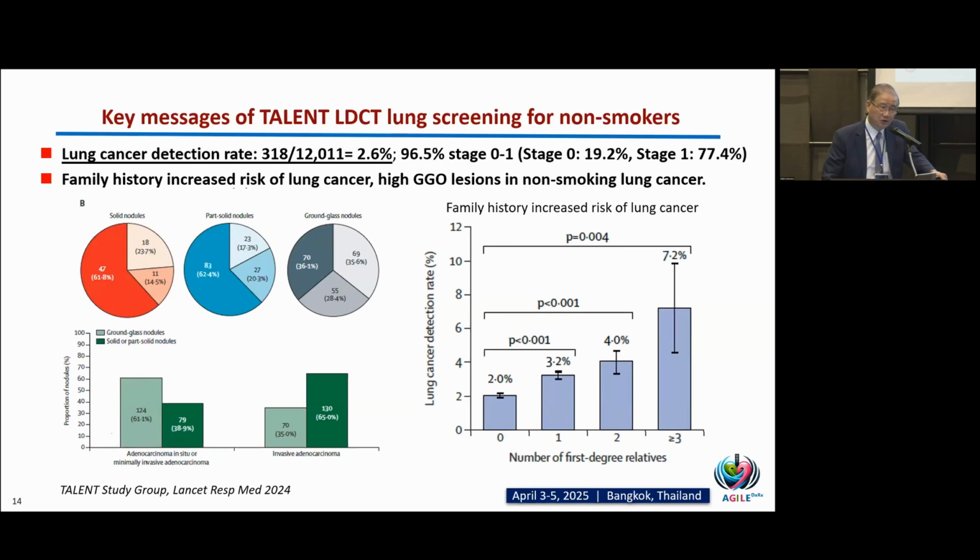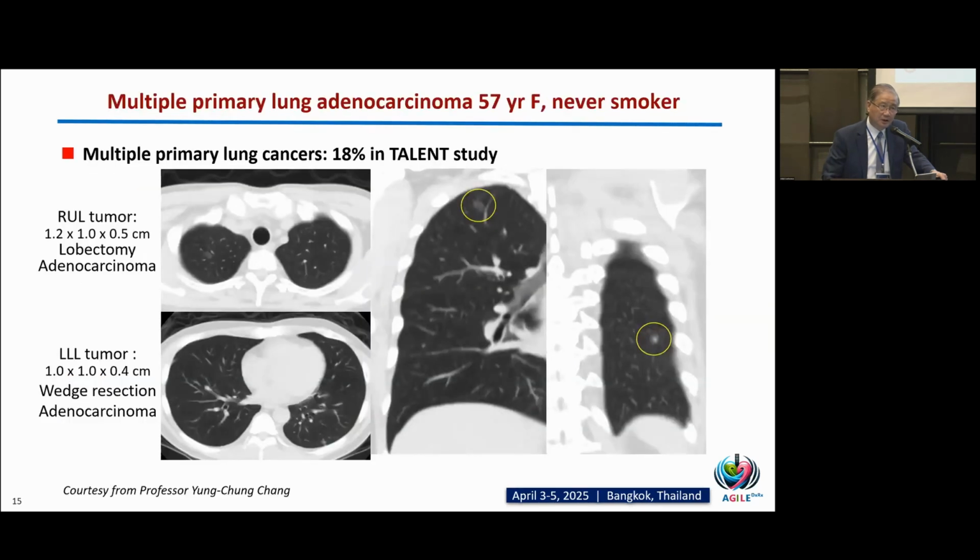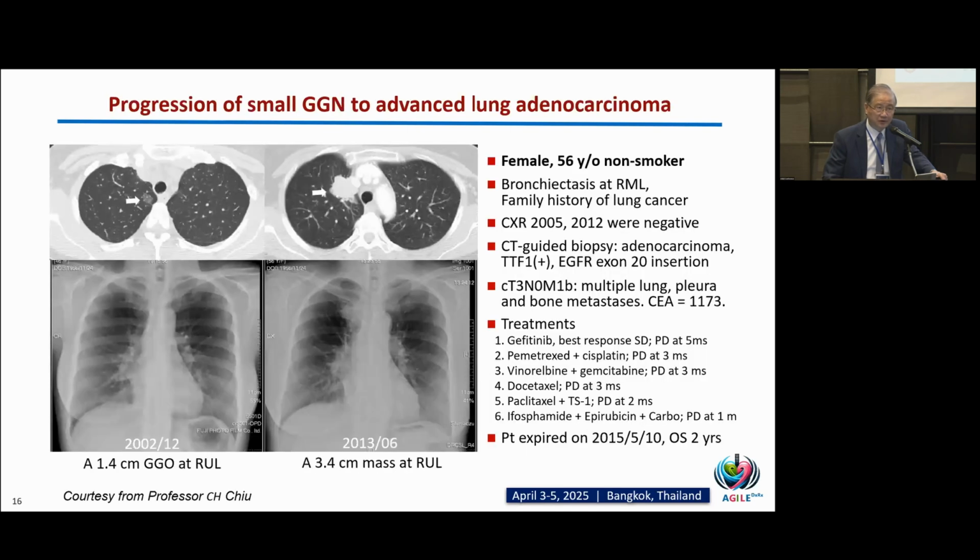And family history increased the risk of lung cancer, just like a dose-response curve. As family members increase, the risk of lung cancer increases. And non-smoking lung cancer tends to have multiple primary lesions. You can see such a patient, one in the upper right lobe, another one in the left lobe, which accounts for around 18% of them. So multiple primary lesions and ground glass nodules are very common.